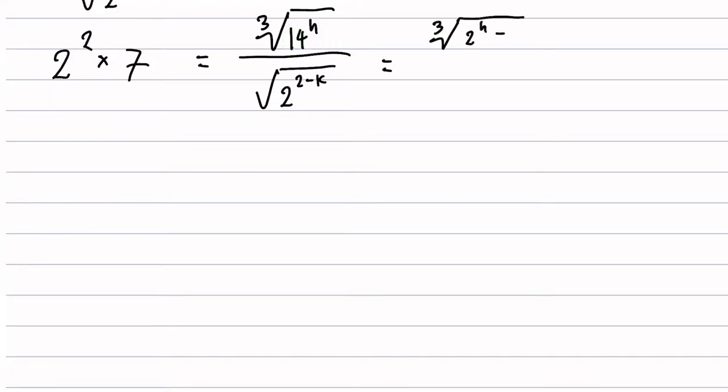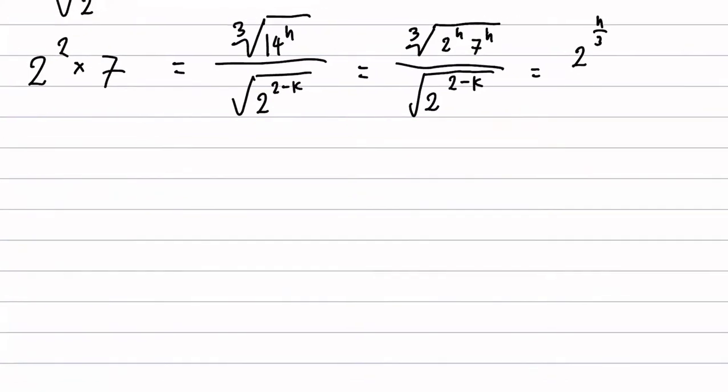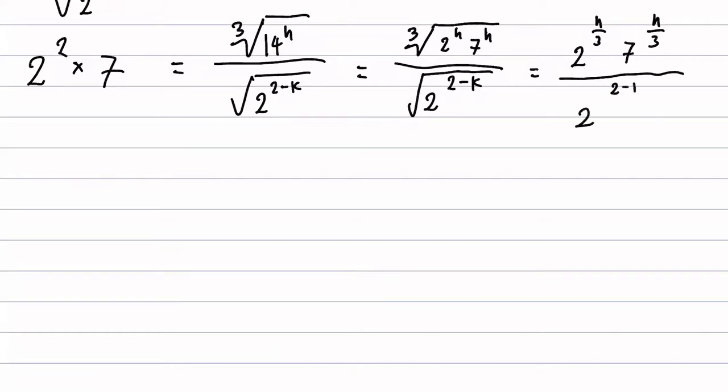So 2 power h, 7 power h, divided by square root of 2 power 2 minus k. Then we can split it up into 2 power h over 3, because cube root is the 1/3 power, and 7 power h over 3. The denominator will be 2 power 2 minus k over what? 2, right? Square root. Good.